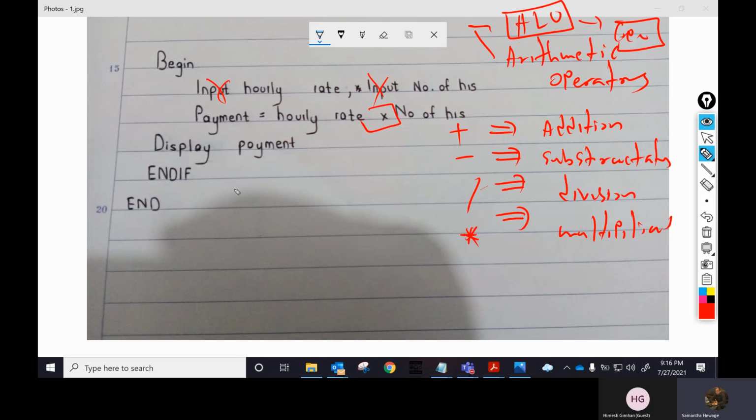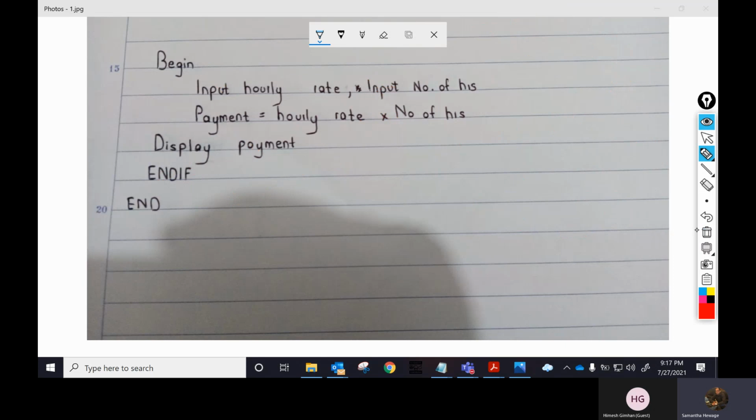Here you have done this for payment. Right? This is wrong. You have to understand the 3 mistakes, only 1 input. You can use input hourly rate, number of hours, payment, hourly rate multiply number of hours, right? Then display payment, end. Right. Understood? Yes, sir. Good.